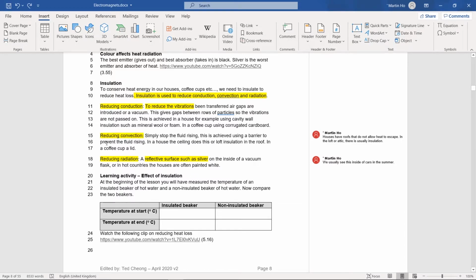Insulation also helps to reduce convection, and this simply stops the fluid from rising. It is achieved using a barrier to prevent the fluid from rising in the first place. In a house, the ceiling does this using loft insulation as well. Or, when we think of a coffee cup, that is the purpose of the lid.